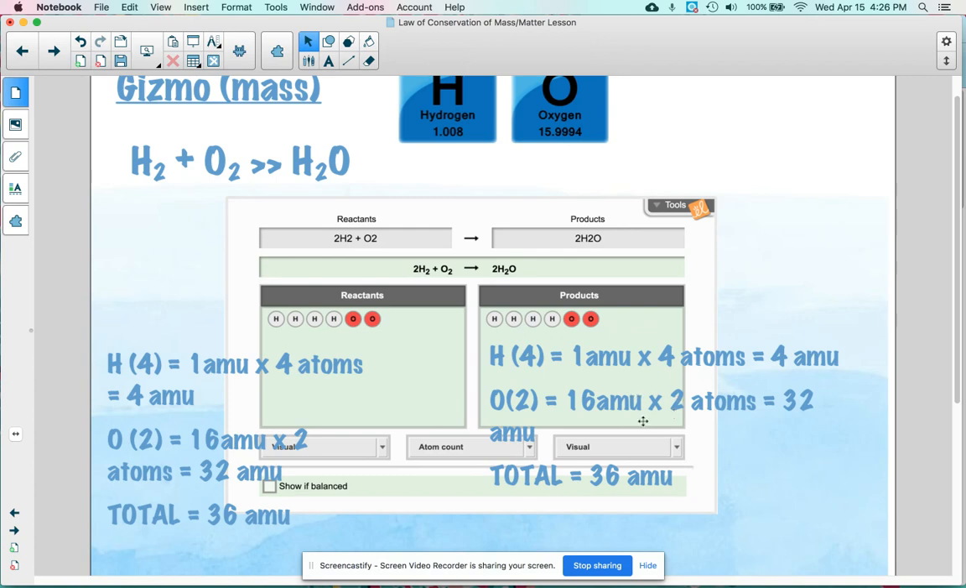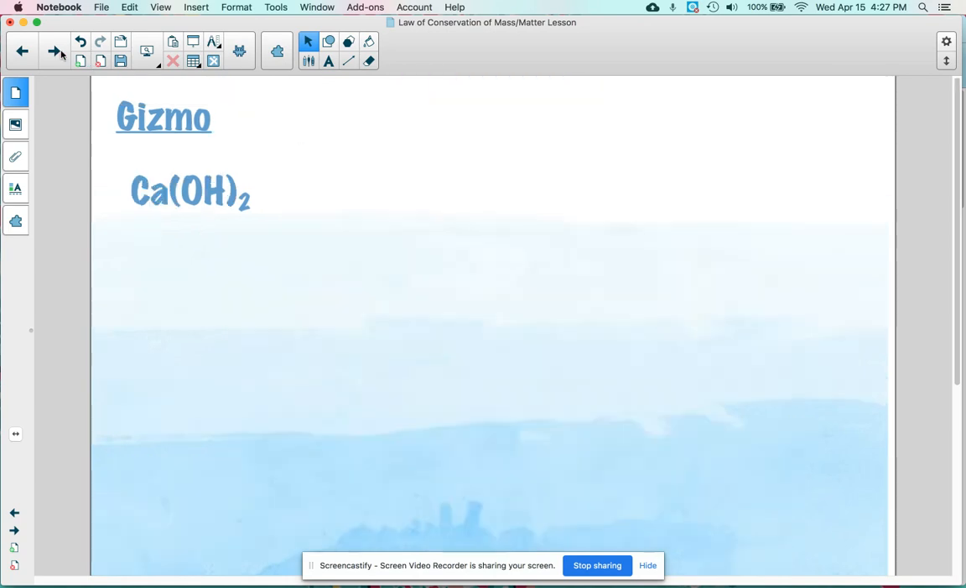Now, what is interesting here is that if your equation meets the law of conservation of matter, meaning you have the same number of atoms of each element as reactants and as products like we do here, the law of conservation of mass will always be met. It's not possible for you to have more or less mass than you started with. Let's look at one of the other examples on Gizmo.